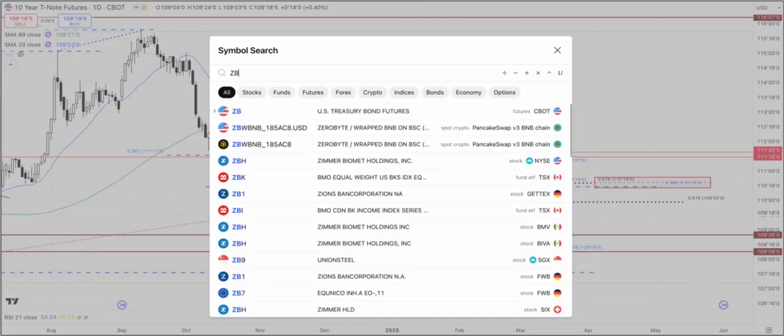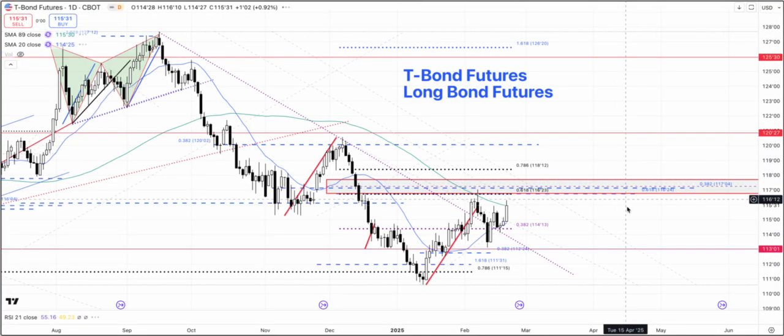And on the longer term long bond futures, here we go, we have a similar situation. It does look like it maybe wants to go and challenge these highs. It's finding some resistance from the 89 period moving average, but quite stable price here back into this region.